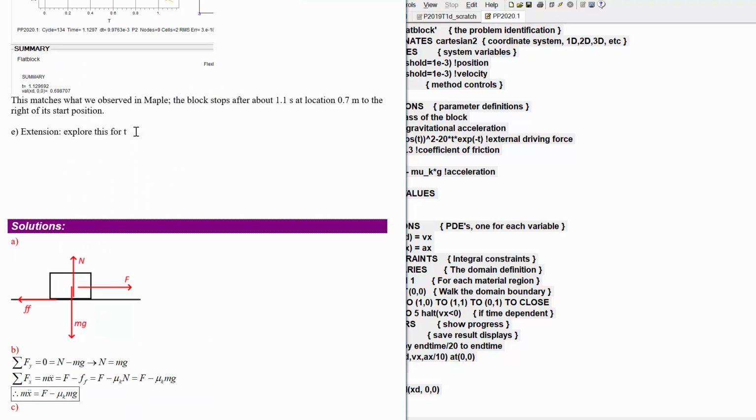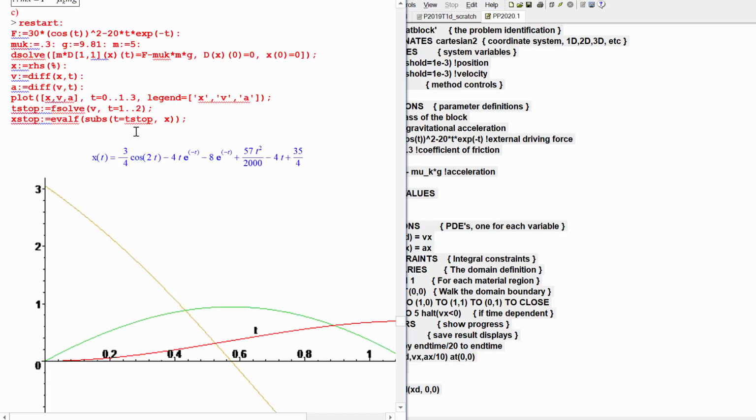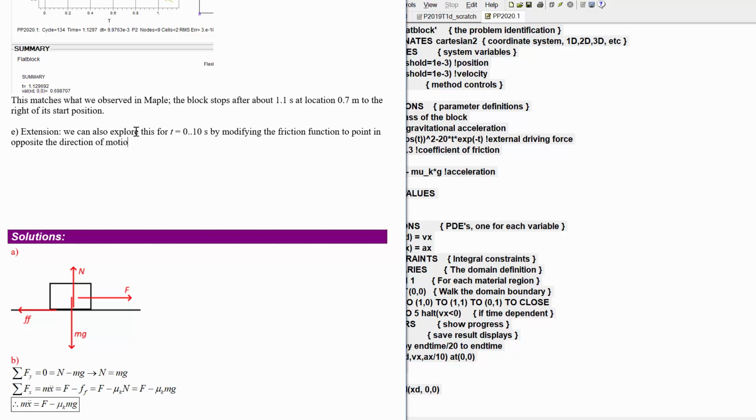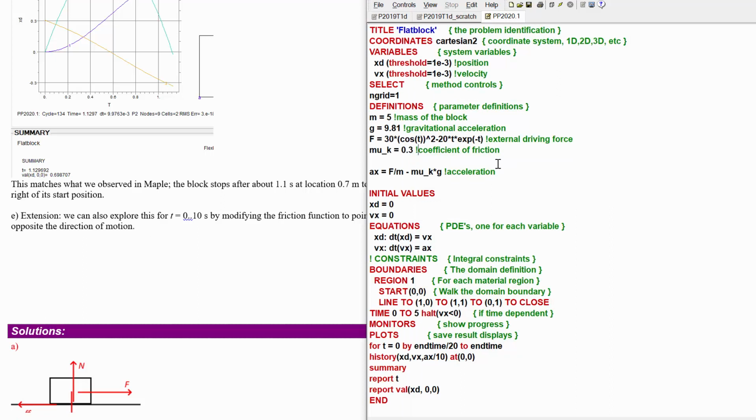Yeah, so let's put this over here in the new solution file as well and say extension, explore this for t equals 0 to 10 seconds, using the Maple syntax for a range there, by modifying the friction function to point opposite the direction of motion. The way to do that is much easier in Flex than in Maple.